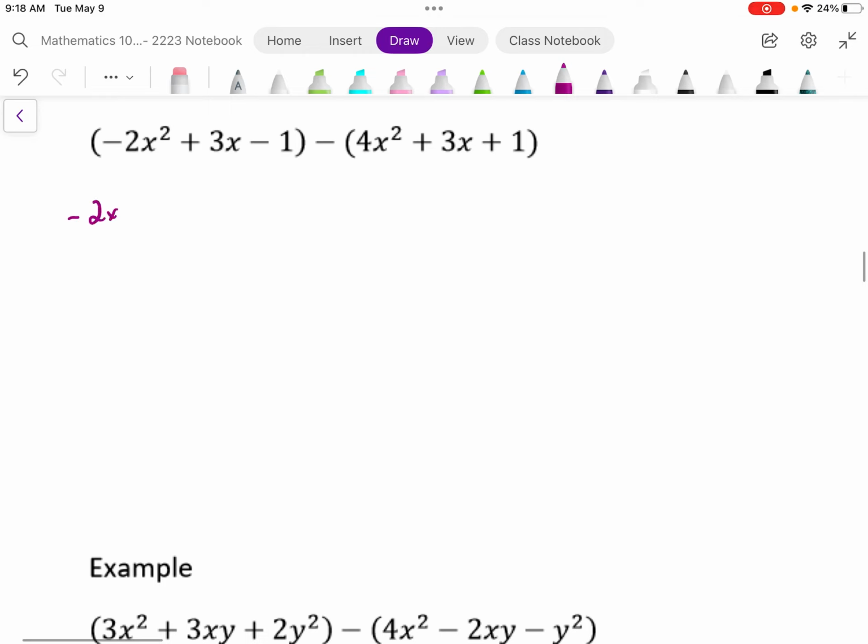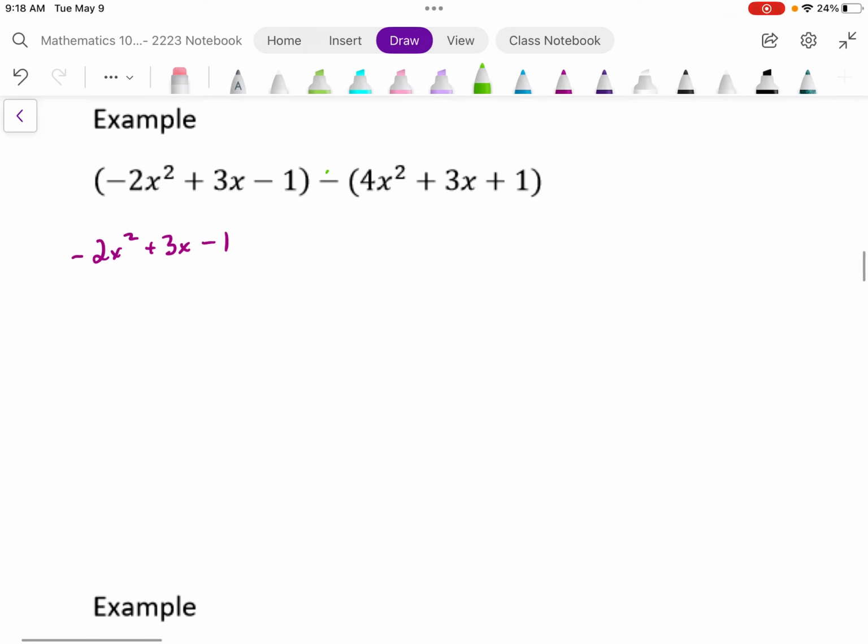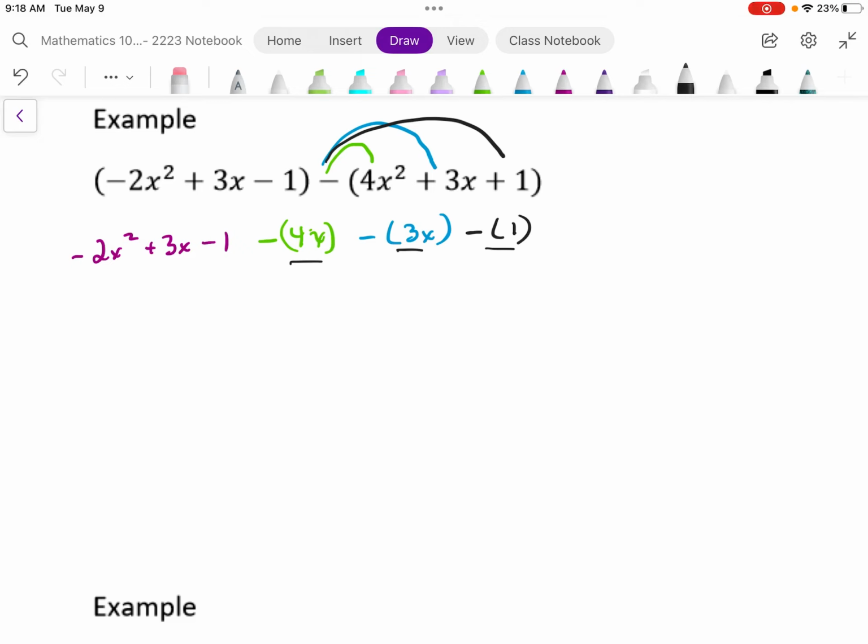So, like with addition, I just simply write that first polynomial without brackets. Now, when I subtract, I need to distribute the subtraction to each of the terms of the second polynomial. I need to subtract 4x. I need to subtract 3x. And I need to subtract 1. Now, notice how everything in the brackets, here, here, and here, is in fact the terms of the second polynomial.